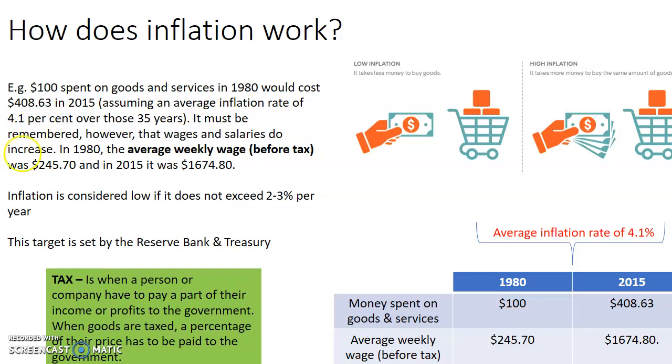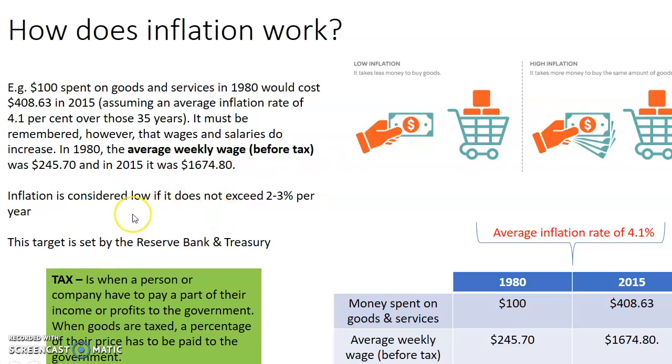Now let's look at low inflation and high inflation. Again, we take the example of 1980 and 2015. When you spend $100 to buy this amount of products, in 2015 you spend more money to buy the same amount of products. So that is inflation: the rise in the prices of goods and services over a period of time.